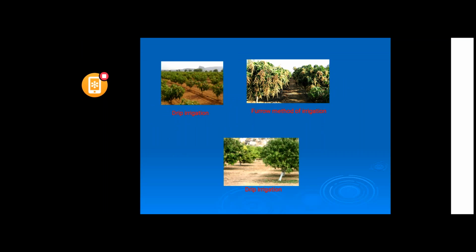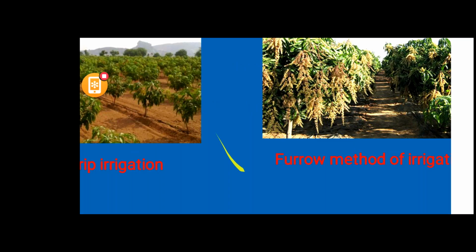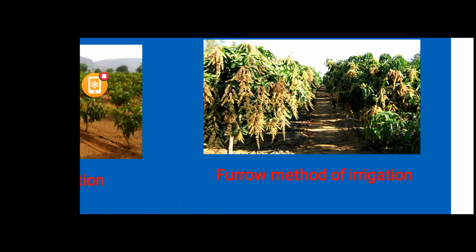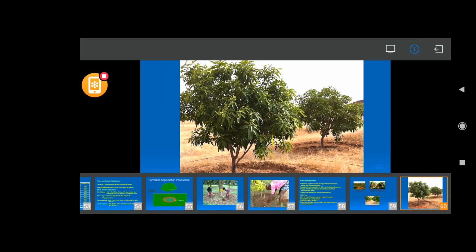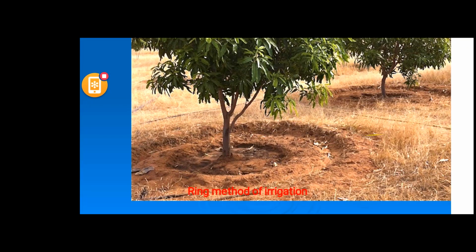Drip irrigation: you can irrigate the plant through drip in the initial years, and also use dwarfing cultivars for better utilization of water. These are used as drip in a mango orchard for economic use of water. This is also a ring method of application of fertilizer or irrigation. This is the ring where you should give water and fertilizer.